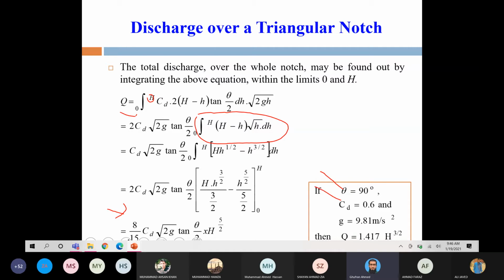Cd is 0.6 and g is again 9.81. All the things are constant here. So by putting all these values in the formula of Q, you have a reduced form of Q, which is 1.417 H to the power 5 by 2. This is the reduced form of the notch, in which you just need to find H.